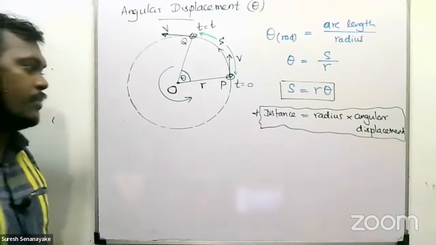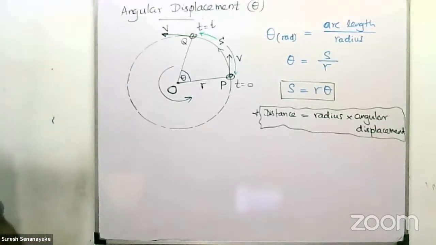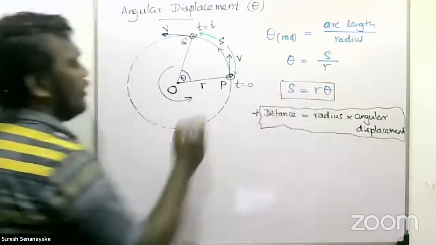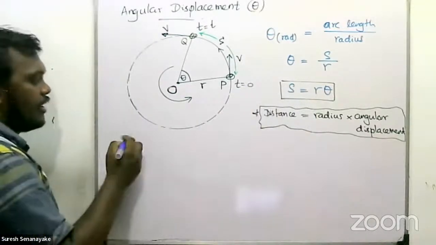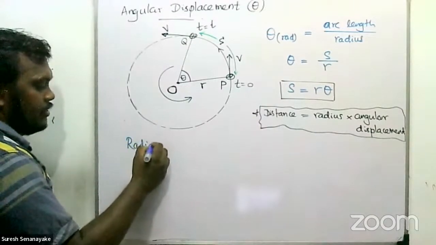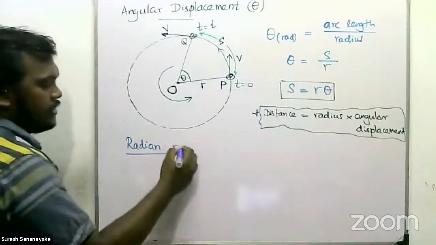Now you need to know what this radian measurement is. Under this is the relationship between the linear distance traveled and the angular displacement. Then write the definition of a radian. The radian symbol is rad.